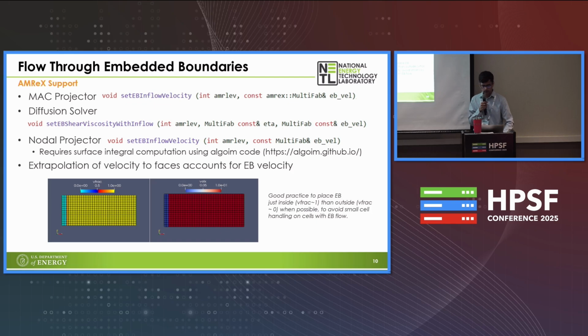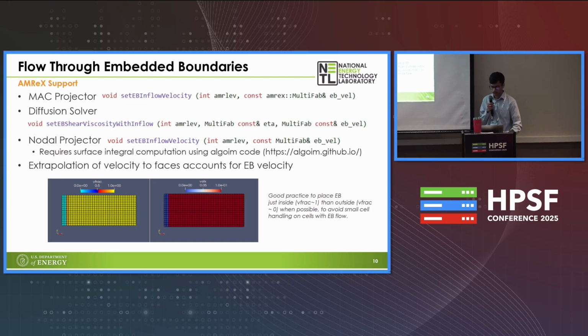The other aspect that we want to capture is the flow through different sections of the geometry that I talked about. We refer to this as flow through embedded boundaries. And the way we can achieve this is through AMReX's support, in particular in four places. The MAC projector allows setting of an EB inflow velocity, which goes into the divergence source. Then the diffusion solver accepts an EB velocity, which it sets instead of the no-slip walls, and it uses the EB velocity when doing the diffusion solution.